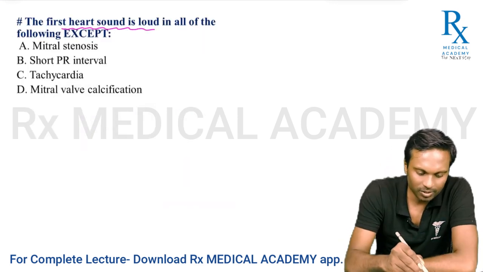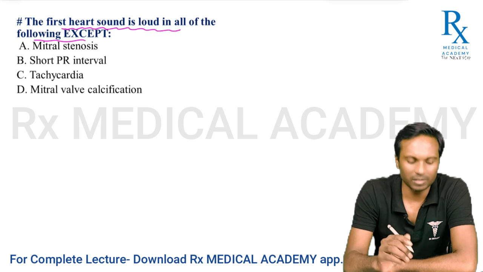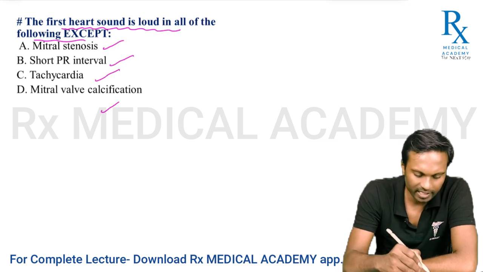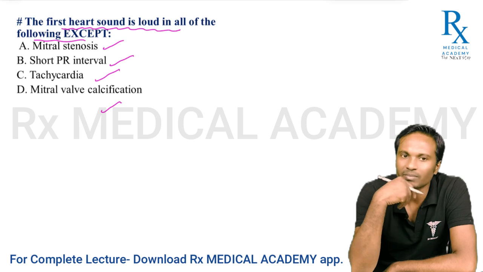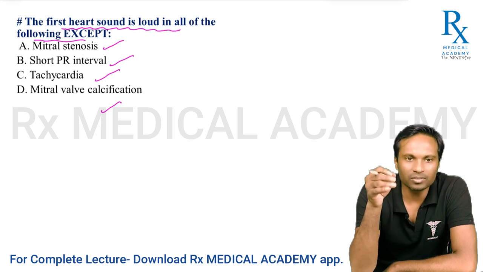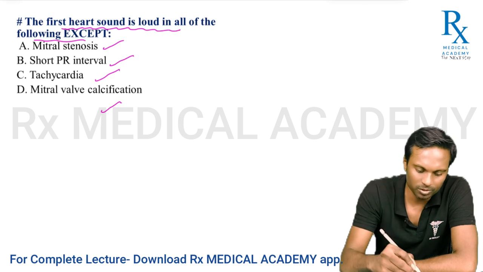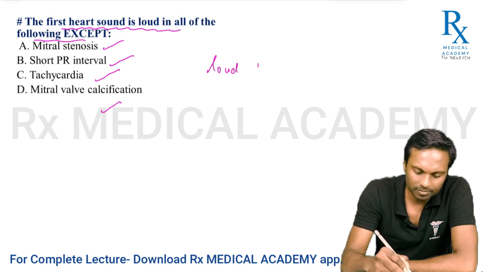The first heart sound is loud in all of the following except: mitral stenosis, short PR interval, tachycardia, mitral valve calcification. Before jumping on to the causes of loud and soft S1, let's develop a simple approach. You have loud S1, you have soft S1.